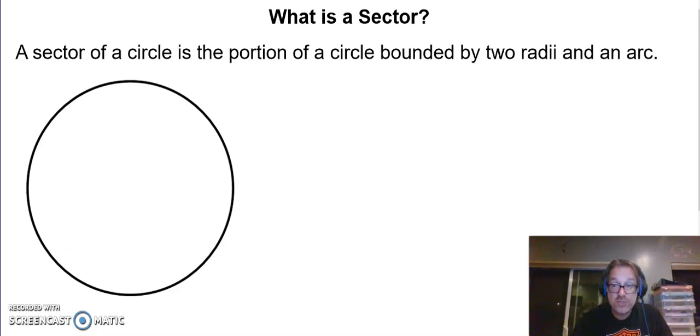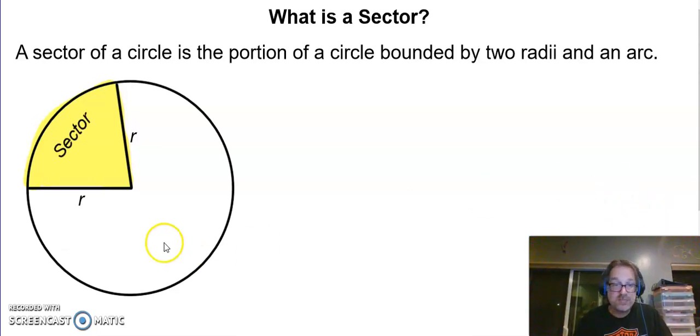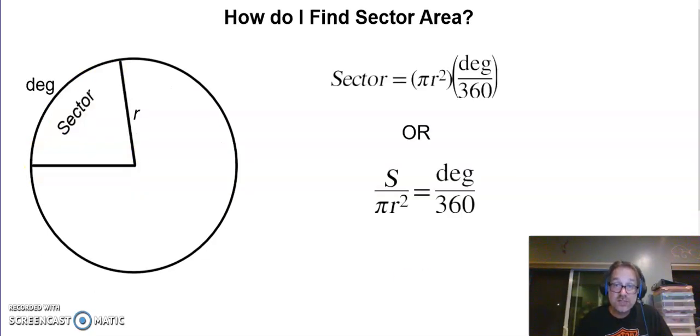So when I give you a circle, we're going to draw in two different radii. Notice here's my radii, got a radius, and there's the arc that bounds it. So when we say that's the sector, this is what we're talking about. That's the sector. Basically, it's a slice of pizza. What is the slice of pizza? That is the sector.